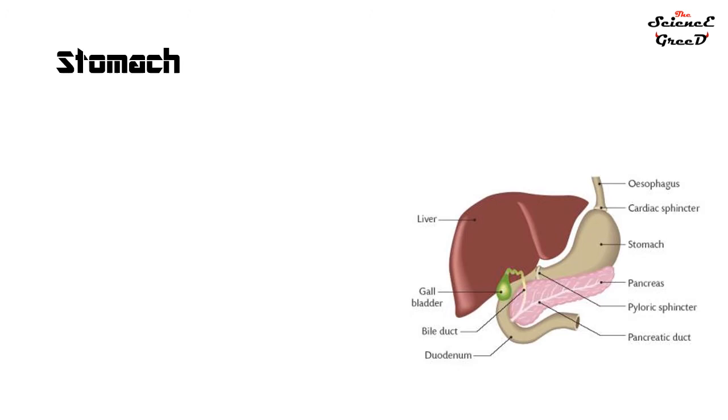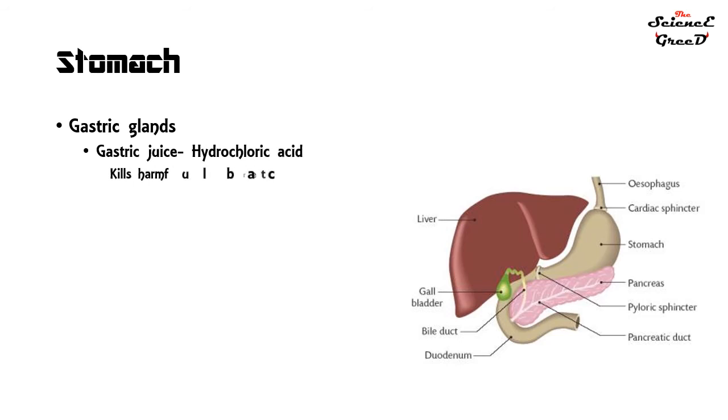The stomach wall contains tubular glands in its walls. The glands present in the walls of the stomach secrete gastric juice. The gastric juice contains 3 substances: hydrochloric acid, the enzyme pepsin, and mucus. Gastric juice contains hydrochloric acid, which kills harmful bacteria that enter with the food. Moreover, it makes the medium acidic for the action of pepsin.